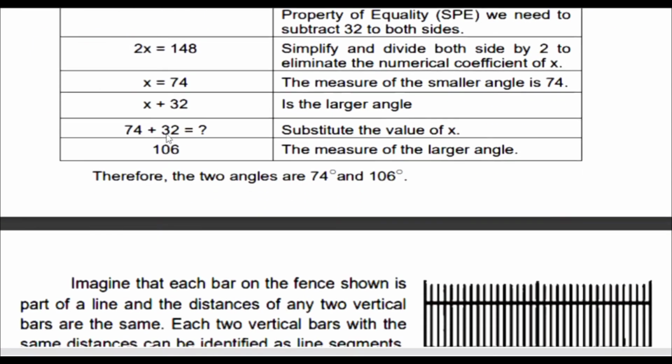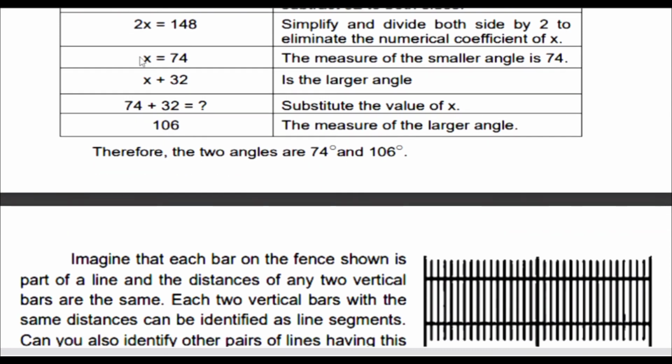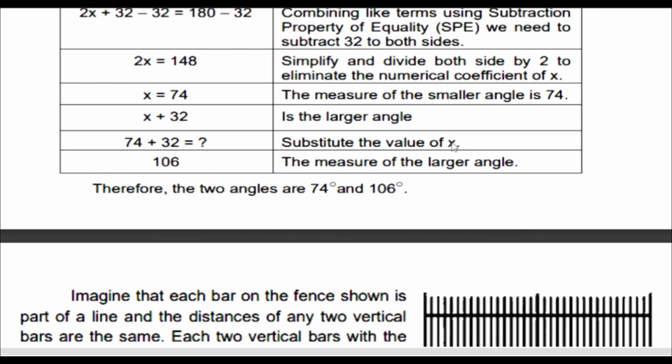Now, how can we get the larger angle? We have x plus 32. So, you will add the value of x, which is 74, plus 32. Substitute the value of x, and the result is 106. So that is the measure of the larger angle.